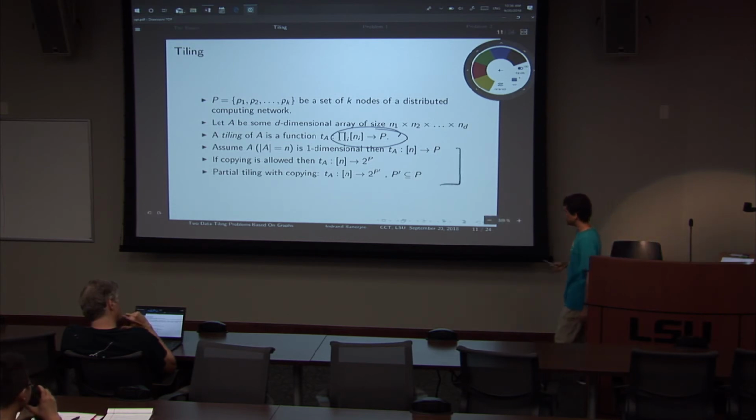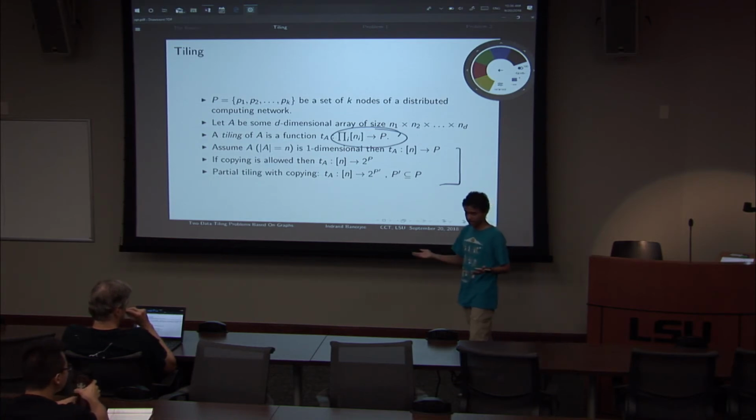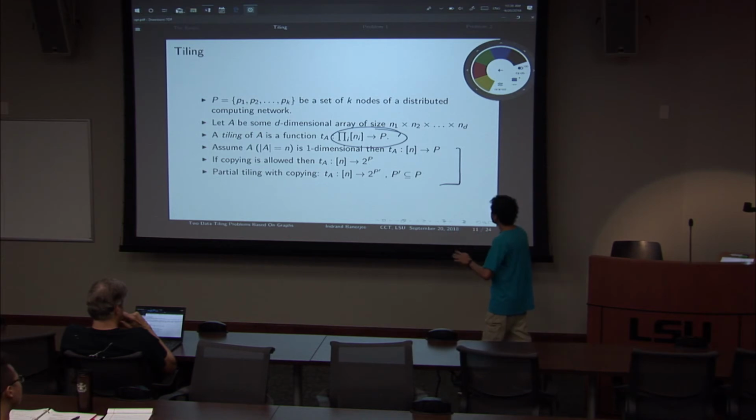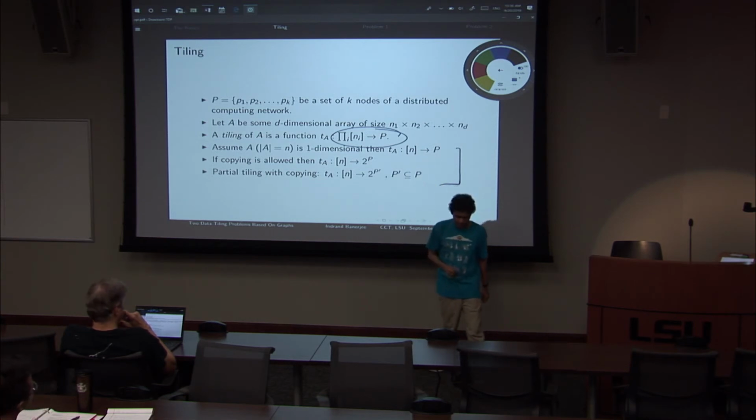Simple special cases: suppose A is 1-dimensional, which is a nice assumption to make because ultimately all arrays are kind of 1-dimensional in some sense; the structure is just a higher order structure. So each element is mapped to a processor, and many elements could be mapped to the same processor, which is also fine.